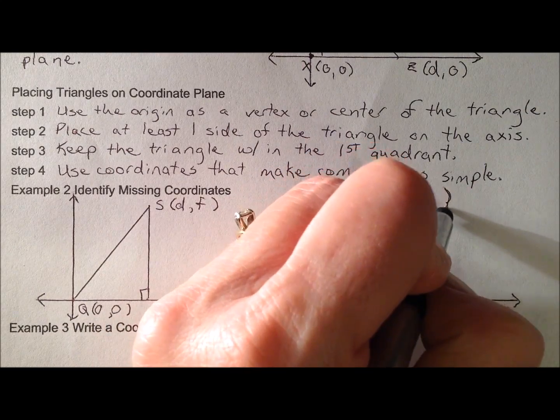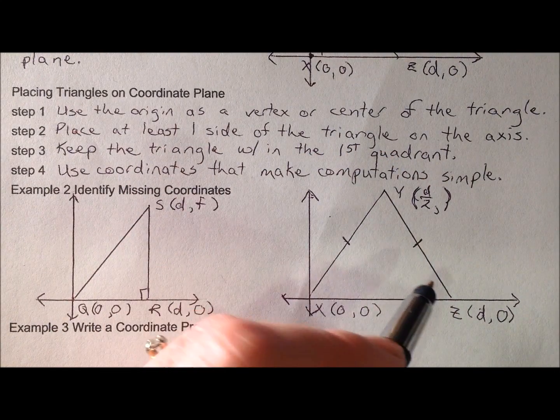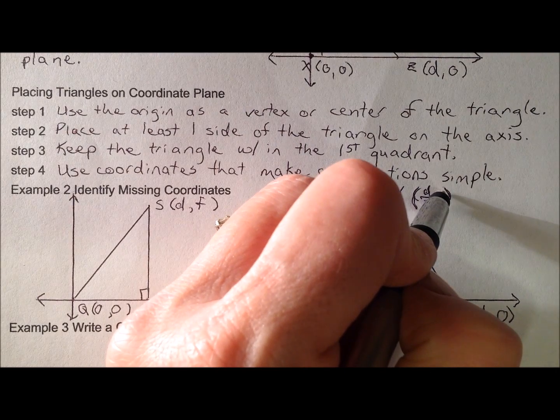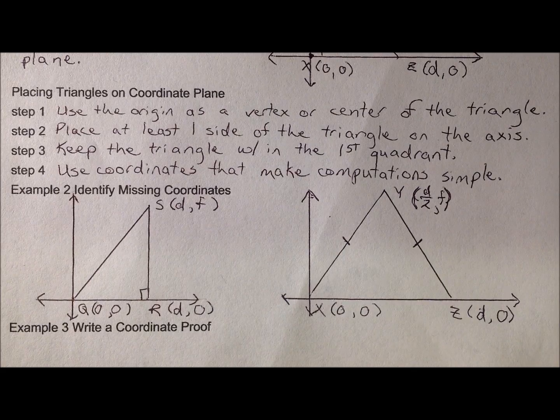Make this a little bigger. And then as far as our Y coordinate for point Y, we can give it any letter we like. We'll give it the letter F. Now you can complete Check Your Progress number 2.